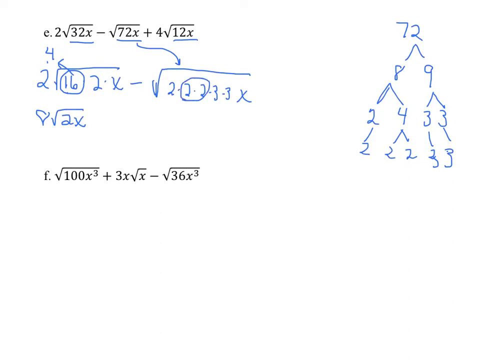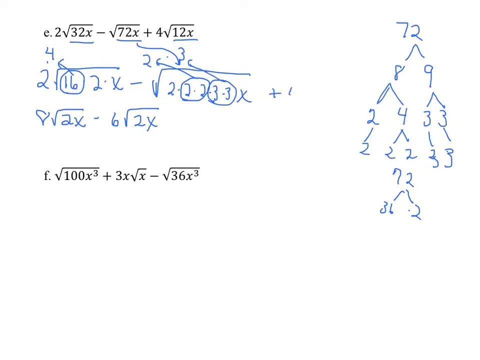I have a pair of 2s and a pair of 3s, so both come out and 2 times 3 is 6, and I'm still left with 2x inside. Boom-ba! If you saw that 72 was 36 times 2, you're golden, baby, because the 36 comes out as a 6. Let's do the next one.